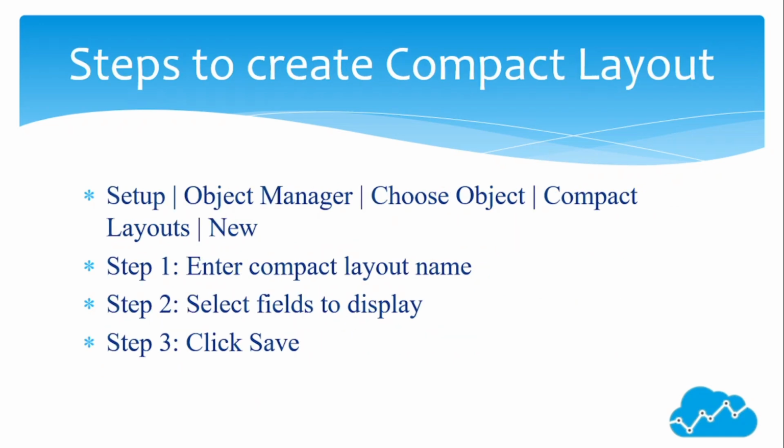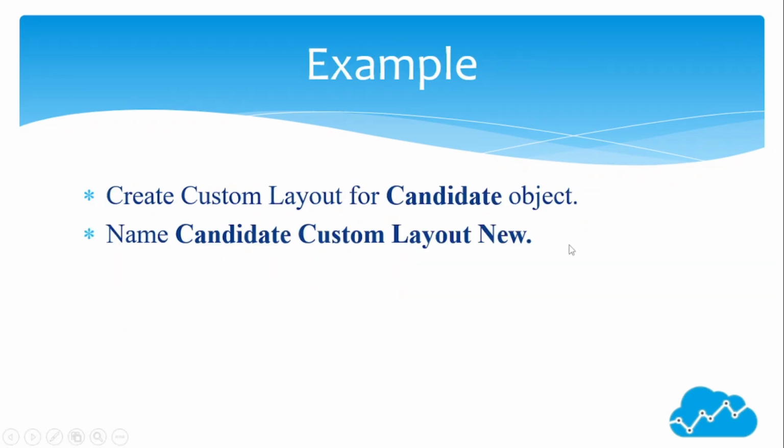Steps to create a compact layout: Setup, Object Manager, choose the object, Compact Layouts, New. Step 1, enter the compact layout name. Step 2, select fields to display. Step 3, click Save. Let's see an example. Create a compact layout for the Candidate object and name it candidate compact layout new.